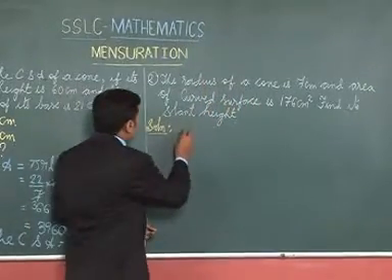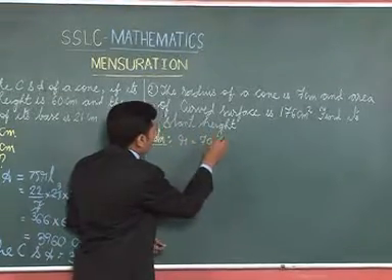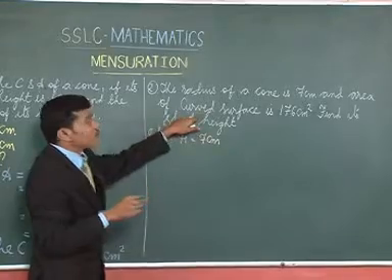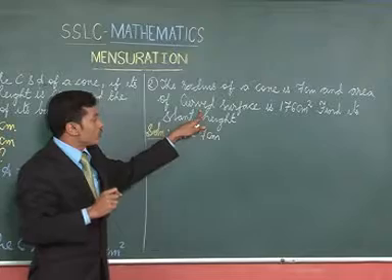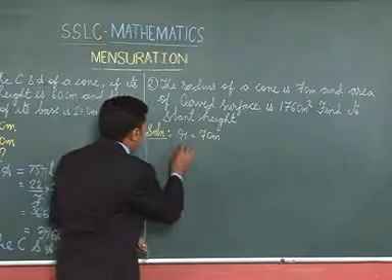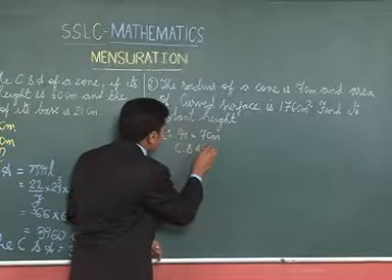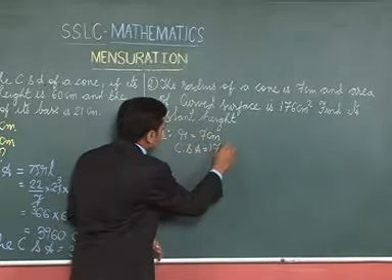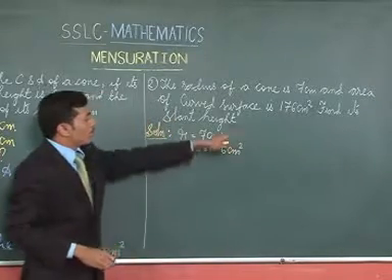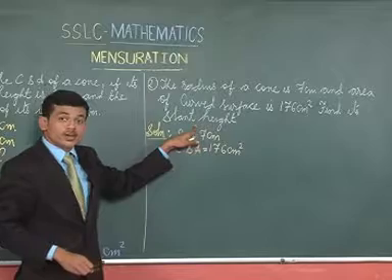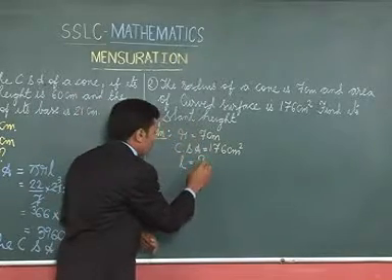Let us write down. Radius is equal to 7 centimeter and area of curved surface, it is nothing but the curved surface area of a cone, is given, that is equal to 176 centimeter square. So curved surface area is equal to 176 centimeter square and we are asked to find out the slant height. Small l, that is slant height, is to be found out.